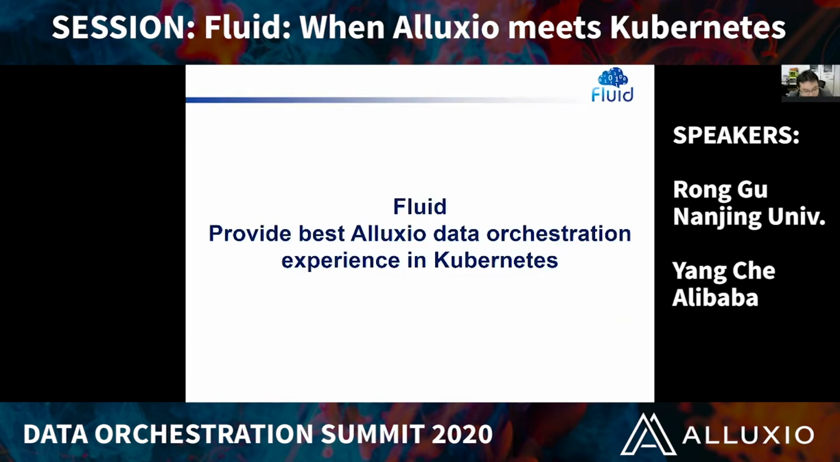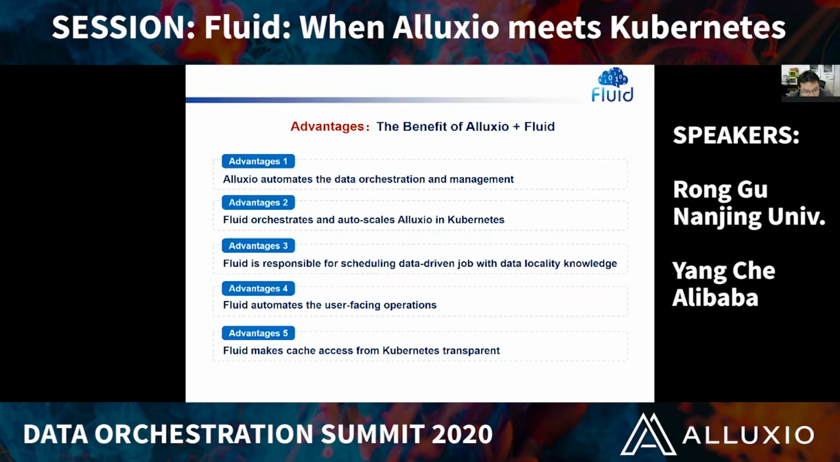So that's why we built Fluid. The key point of Fluid is that it does not mean if you use the cache, you can just get the data acceleration. If you want to get data acceleration in Kubernetes, you should manage the cache and manage the applications that consume the cache in a systematic way, especially in a dynamic environment like Kubernetes here. So Fluid provides the best Alluxio data orchestration experience in Kubernetes.